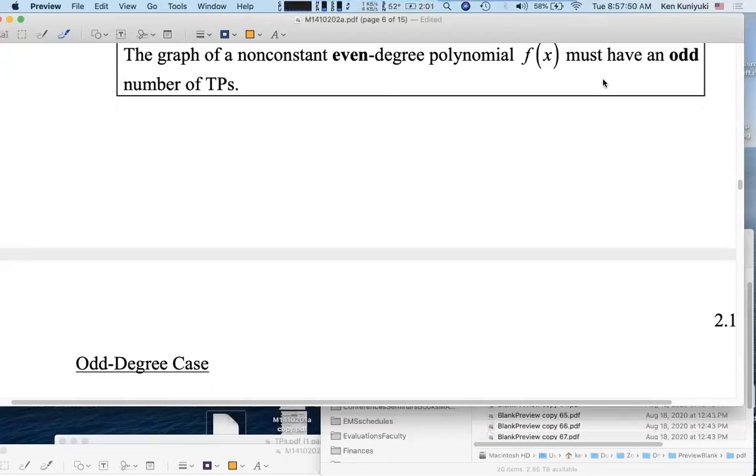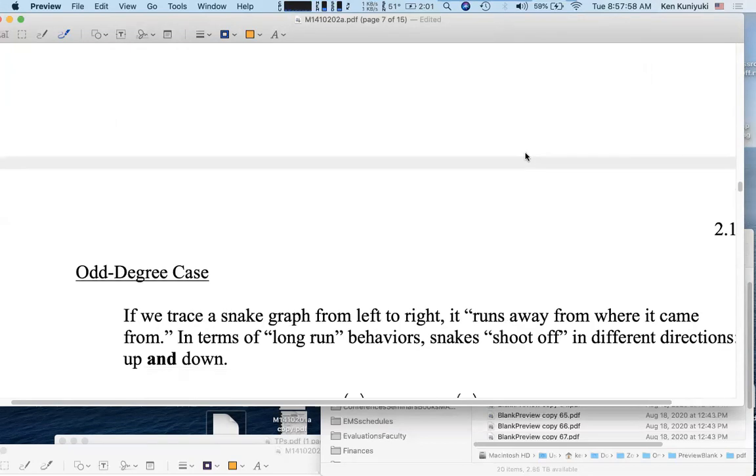Hi everyone. How do you graph odd degree polynomial functions? What do they look like in the long run? In the long run, they look like snakes.